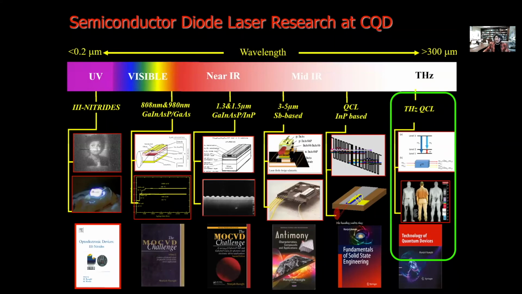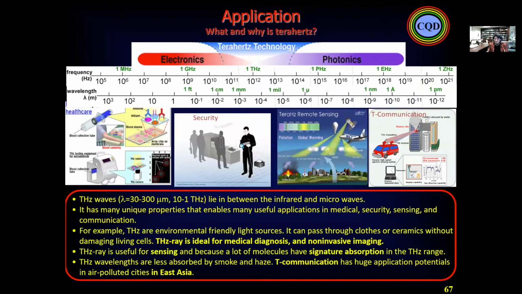So now let me go to the last part, the terahertz. The terahertz is very important. Why? Because for different reasons, it enables many useful applications in medical, security, sensing, and communication. It passes through clothes, ceramic, without that. But why? We have known all of that for a long time.